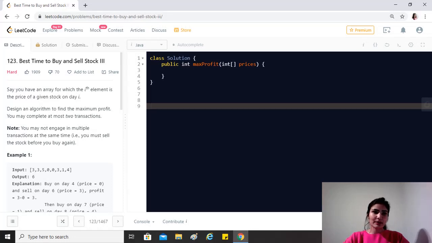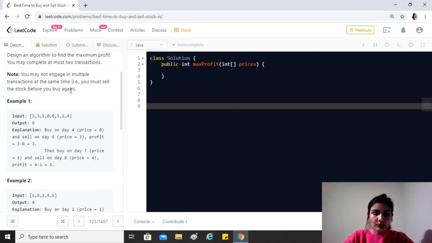Today's question is Best Time to Buy and Sell Stock 3. The question says, say you have an array for which the ith element is the price of a given stock on day i. Design an algorithm to find the maximum profit. You may complete at most 2 transactions. You may not engage in multiple transactions at the same time. That is, you must sell the stock before you buy again.